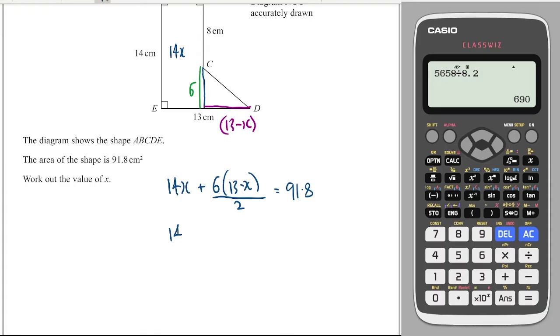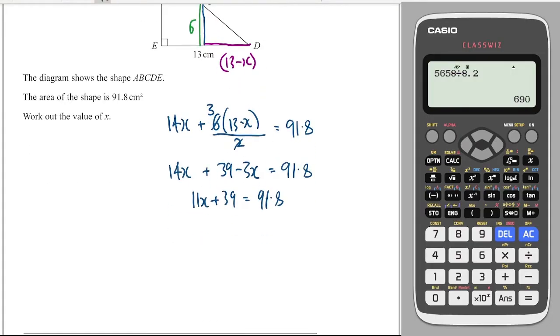So multiplying out, I'll get 14x. 6 divided by 2 is 3, and 3 multiplied by 13 is 39, minus 3x is equal to 91.8. This will give me 11x plus 39 is equal to 91.8. Subtract 39 from 91.8 is 52.8. And then divide that by 11. 52.8 divided by 11 is 4.8.